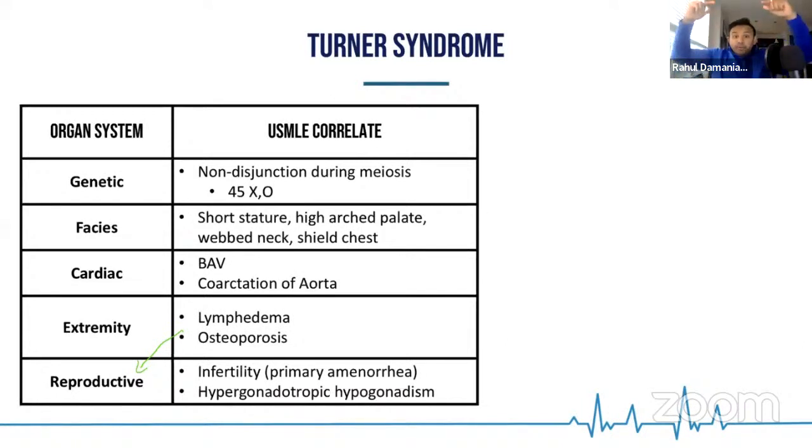So their tropic hormones, the hormones coming from the hypothalamus and the pituitary, are going to be elevated. And then finally, remember, because these patients have those streak ovaries, they can have infertility, or on your USMLE, they'll present with not having a period by the age of 16. So let's go ahead and just focus a little bit on the cardiac manifestations of Turner syndrome.